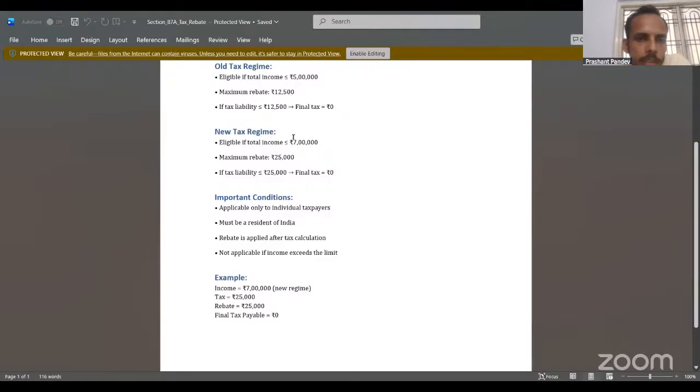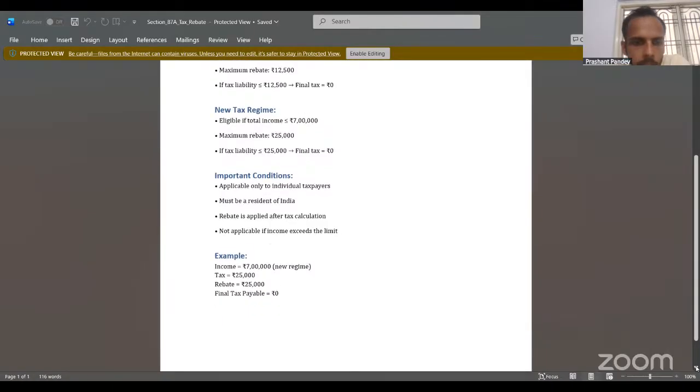In the new tax regime, it is 7 lakh, whereas in the old tax regime, it is 5 lakh. So these are the figures where you have to put your focus and remember. See here, I have given you one example as well.